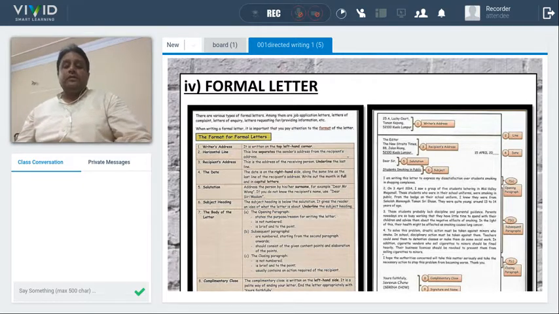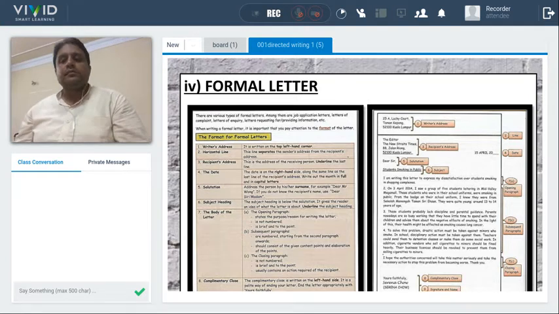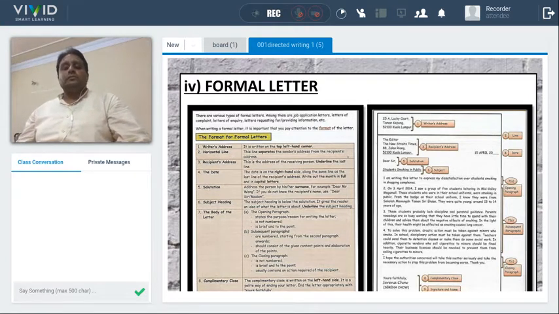Starting with the addresses part, writer's address, then we have recipient's address, then we have the date, and then we have the salutation. Salutation is the part of the letter in which you write, dear sir, dear madam. In an informal letter, you may write dear name. Name could be the name of a relative, a friend, or someone.